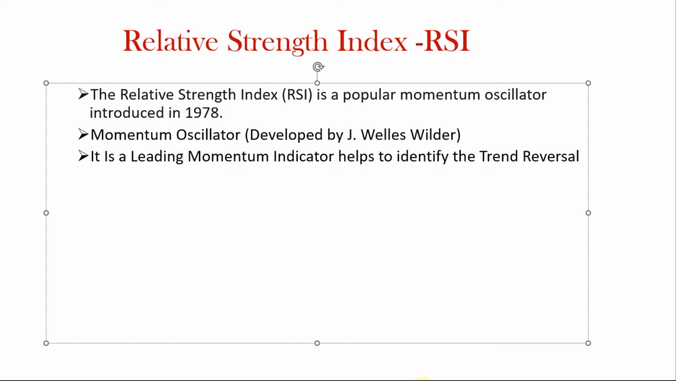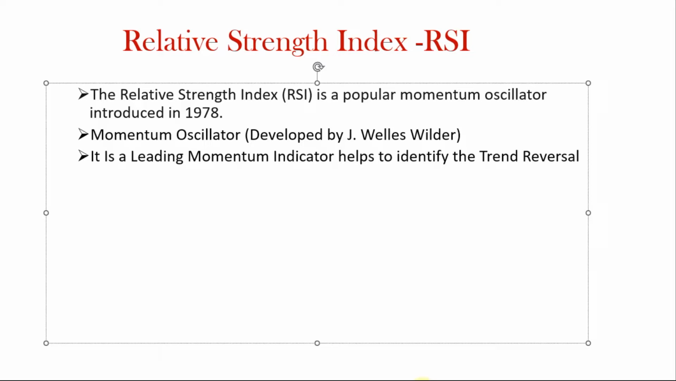We have two types of indicator in technical analysis. One is the leading indicator and the other is the lagging indicator. And RSI is the leading indicator. This is the part 1 video where I am giving an introduction to the RSI, and in my upcoming videos you can see how RSI is calculated with examples and different types of strategies using RSI.